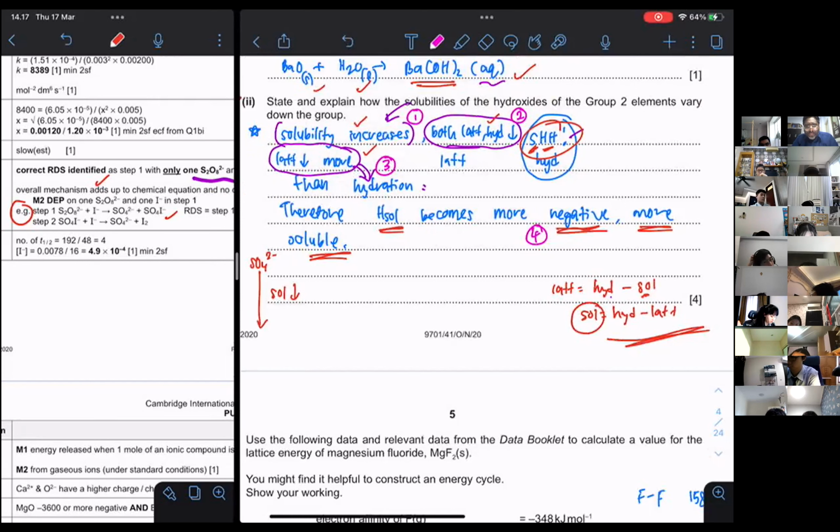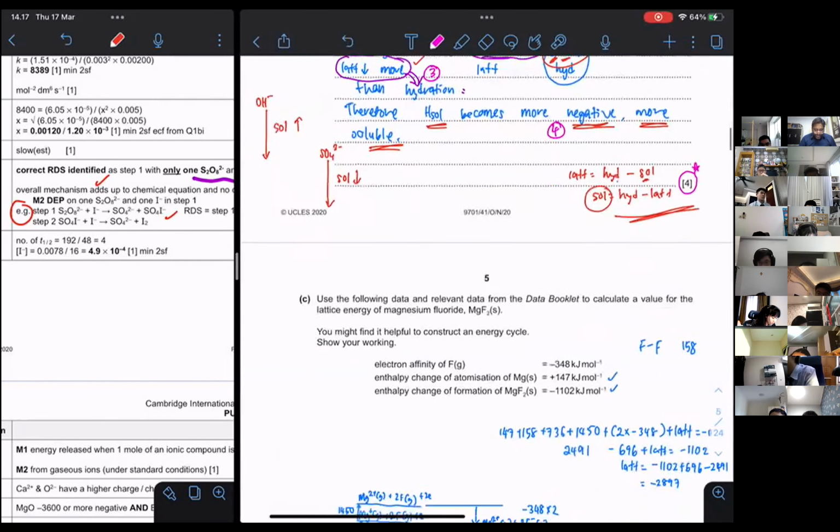Please remember this. It always comes out. One year it will come out in hydroxide, another year it comes out as sulfate. So if you don't prepare for this, you're just wasting those 4 marks. So please make sure you prepare for this. I will move on to part C.